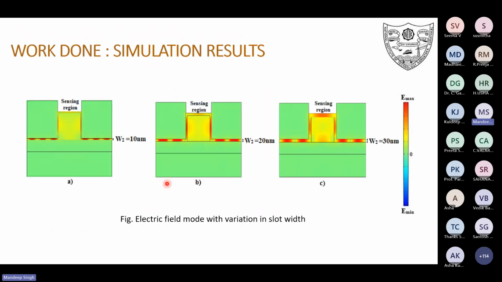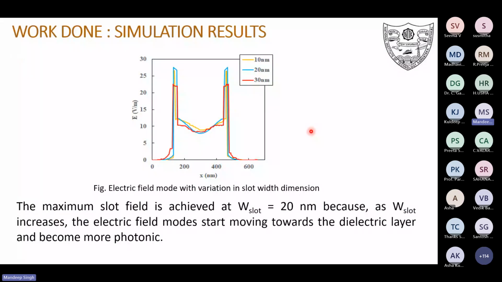And next is the dependence of slot height. So we have started with 10 nanometer, and then we observed that from 20 nanometer it is supporting the modes across the complete structure. Below that it is not guiding very nicely. And next we have also reported 30 nanometer, where you can see the modes are going across the porous region as well. So therefore, we can say that from 20 nanometer to 30 or maximum 50 nanometer, we can use the slot height. Similarly, we have also validated through a line cut.